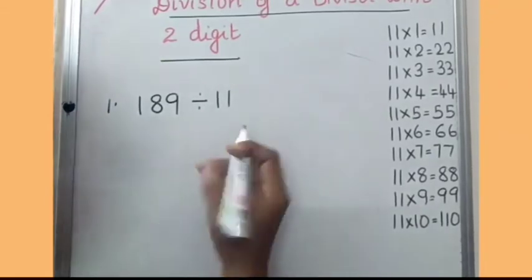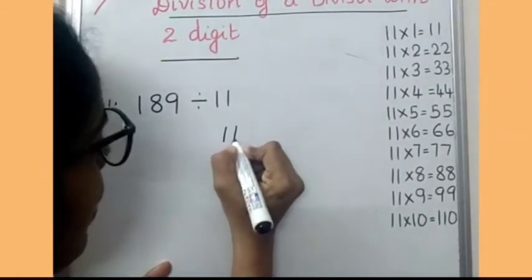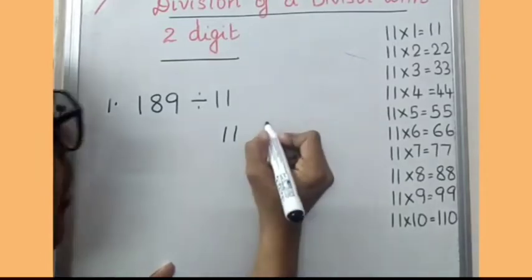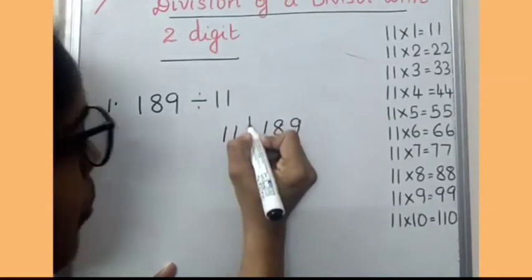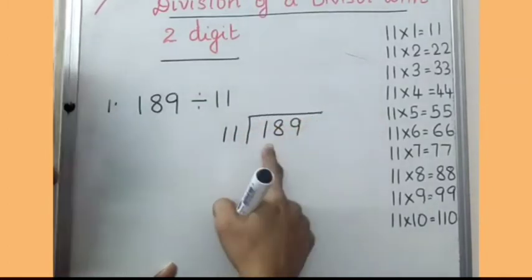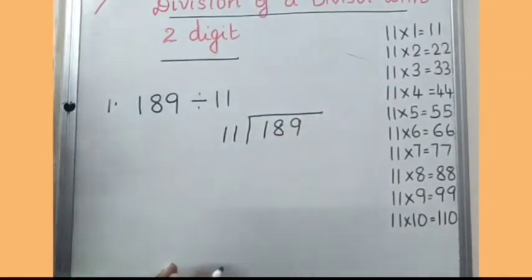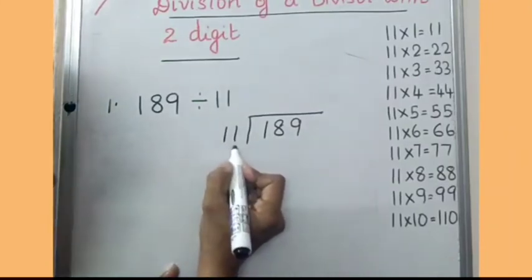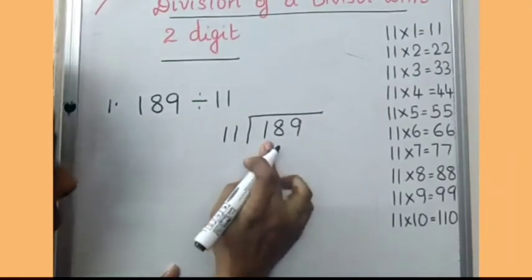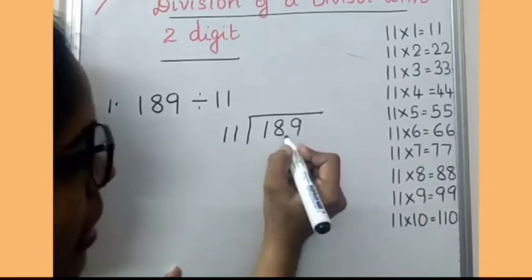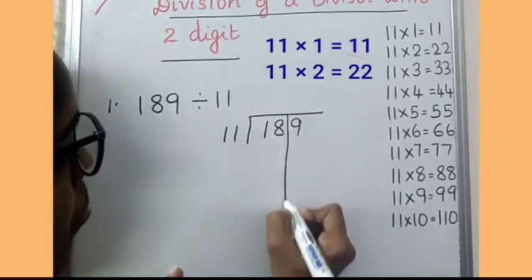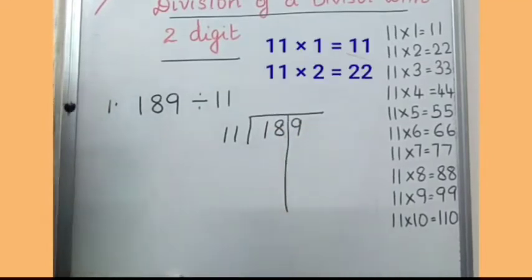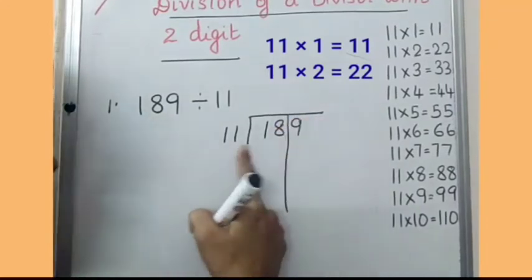Look here. I write 11. 11 is the divisor. 189 is the dividend. I put 11 outside and 189 inside. As this is a three-digit number, I am not taking this one digit. I am taking these two digits, 18. So how many times is 11 in 18? One time. We know that 1 11 is 11.